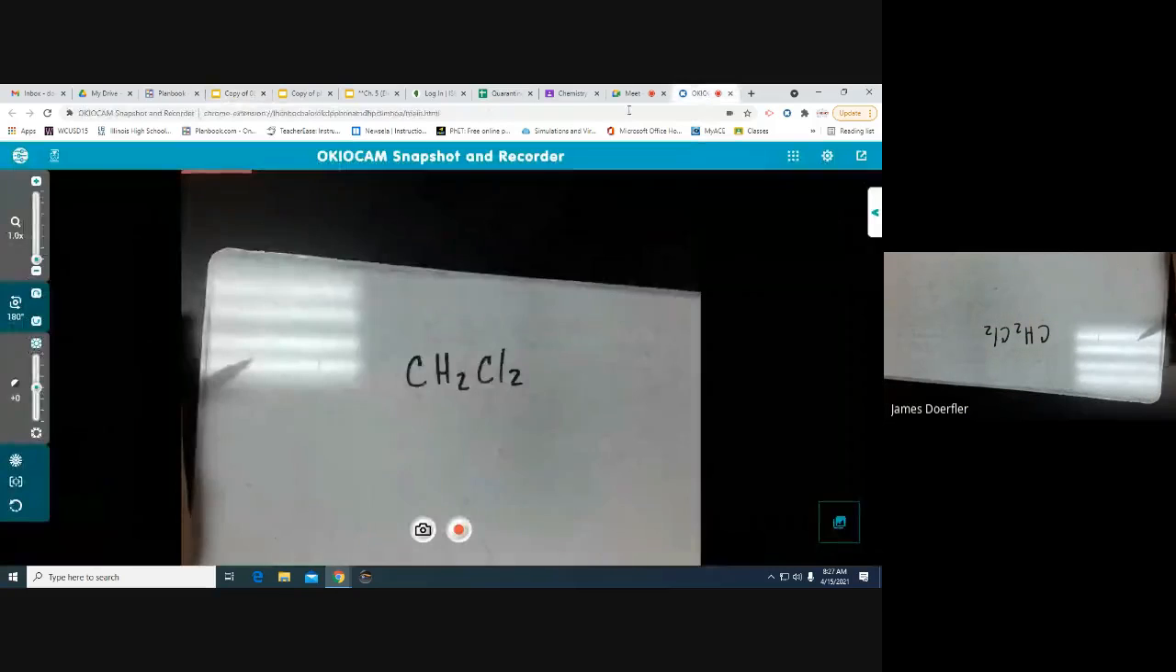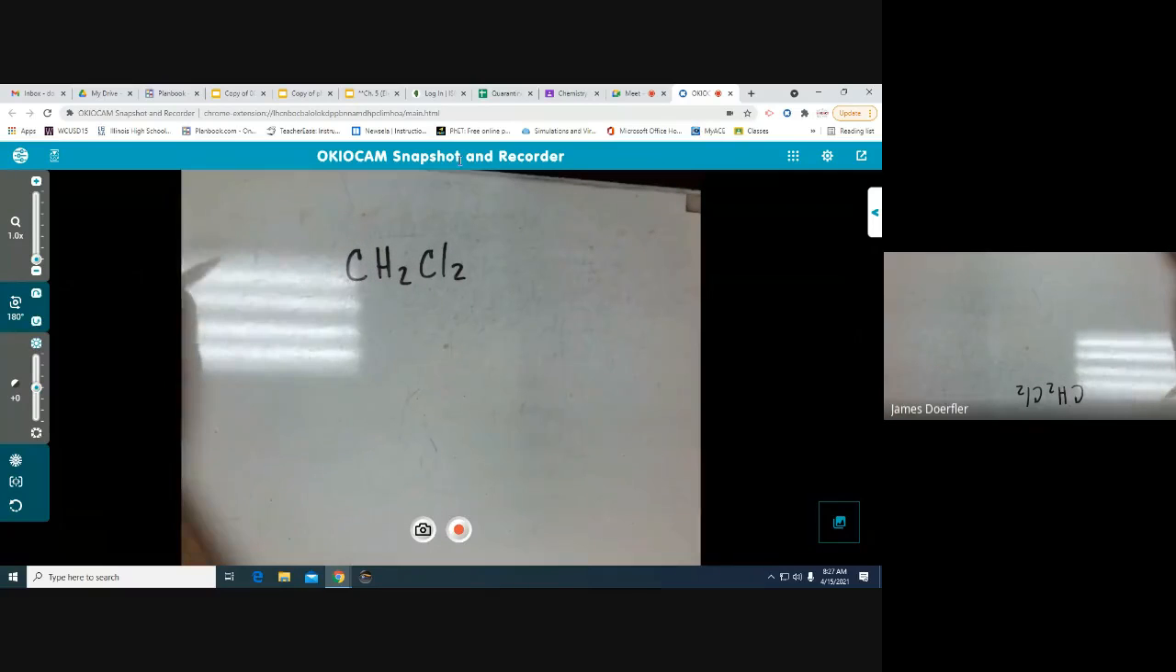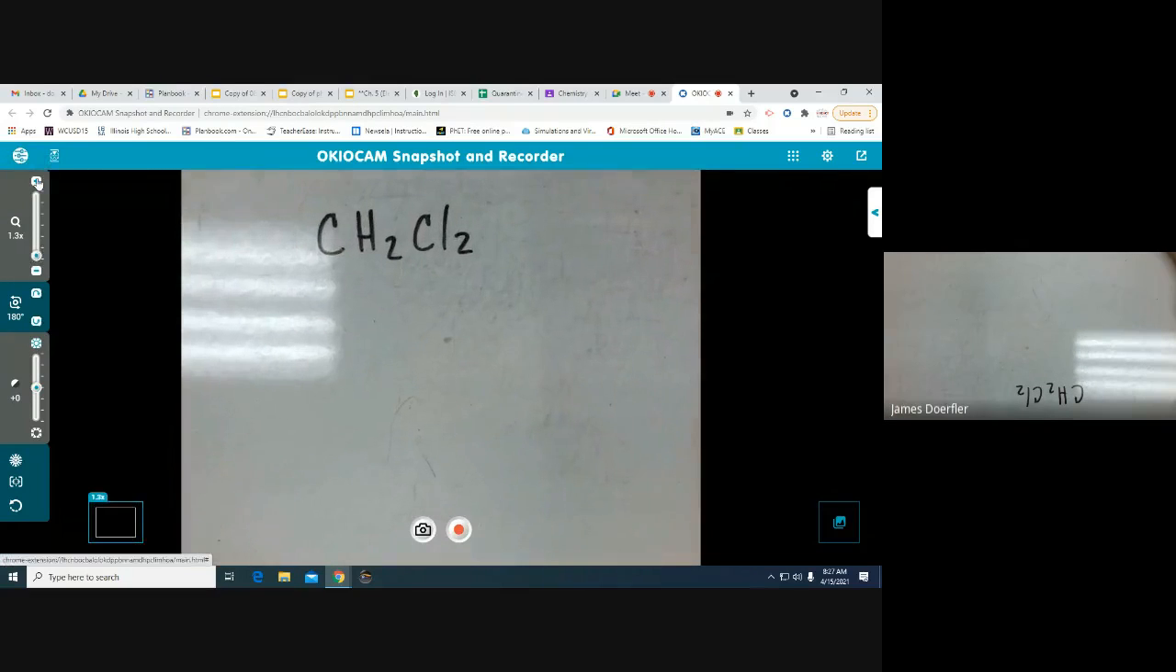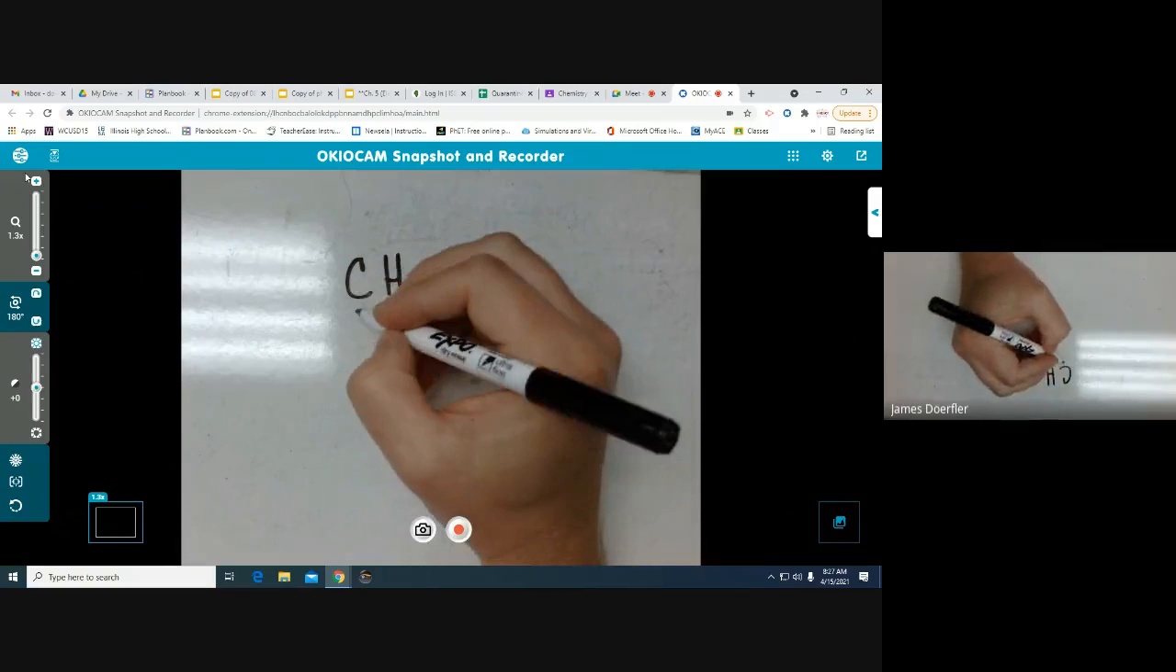And then I go here. If I can get it straightened up. And I'll zoom in. All right. So we need to find the sum of all of these elements and their valence electrons.